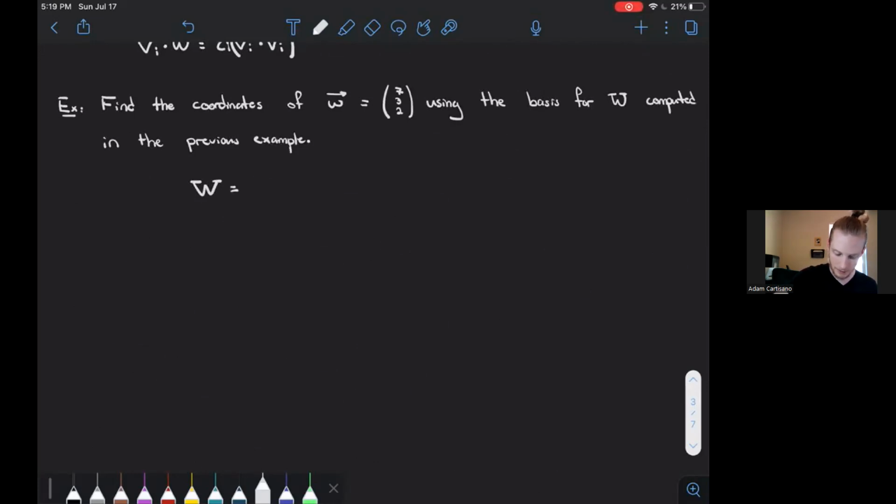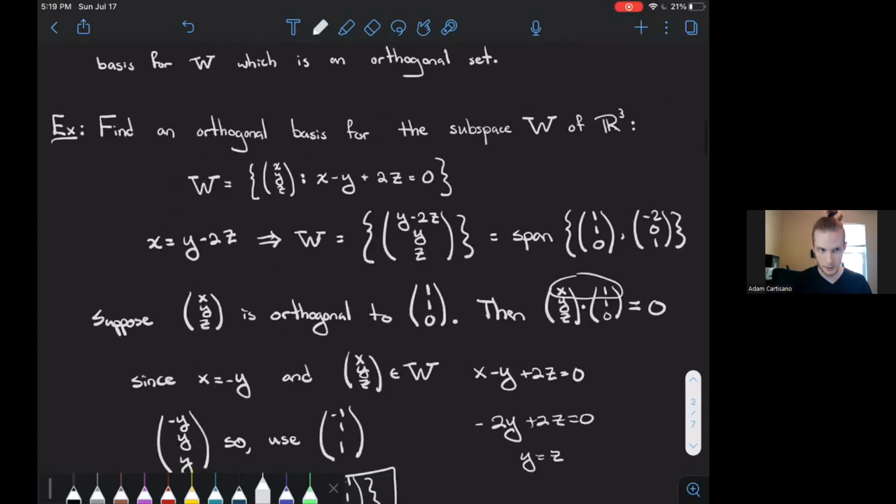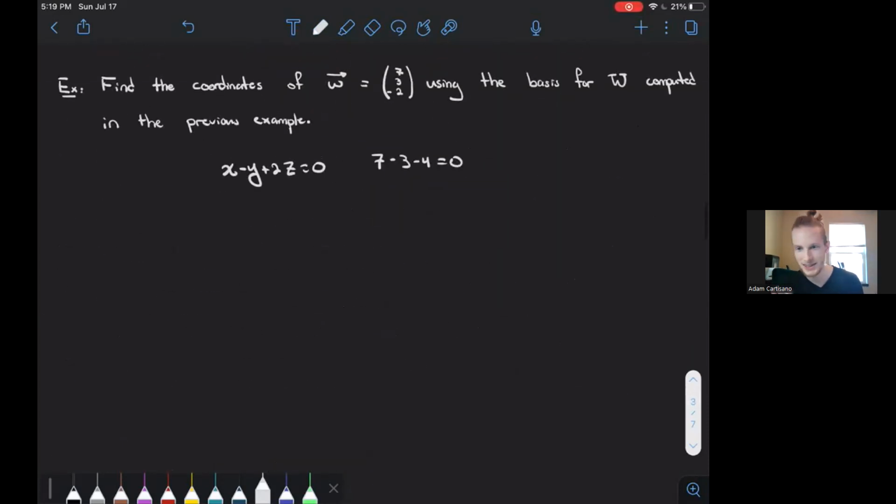So let's just write the defining equation. x minus y plus 2z equals 0. 7 minus 3 plus 4. Okay, this should be a negative 2. Minus 4 equals 0. 7, 3, negative 2. Let's just double check that's the right equation. x minus y plus 2z. Yeah. Okay, great. That's what we get for making up our own examples, right?